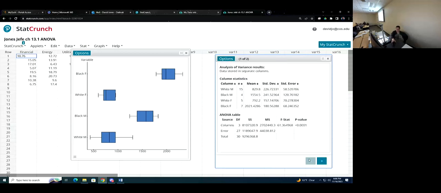All right, so I'm going to record what we got here, and then we'll go through and do the test. F stat, I'm just going to say 61.4. P-value is less than 0.0001.